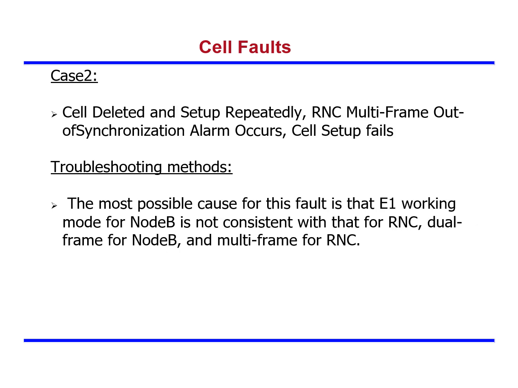Case 2. Cell detected and set up repeatedly. RNC multi-frame out of synchronization alarm occurs. Cell setup fails. Troubleshooting: the most possible cause for this fault is that the working mode for Node B is not consistent with that of RNC, dual frame for Node B and multi-frame for RNC.